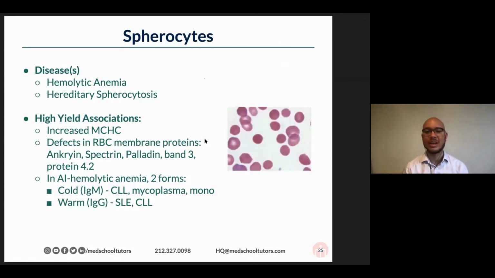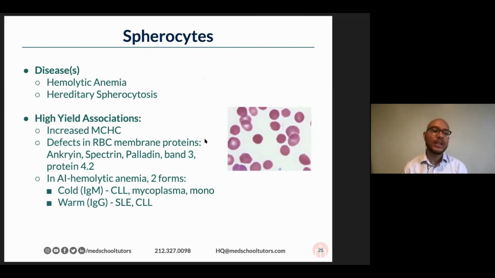Absolutely. So hemolytic anemias, these are the two that are most commonly tested. Of course, there's other diagnoses. The high yield associations, increased MCHC, which is one of the parameters that comes off of the CBC, the complete blood count, is associated with spherocytes and hereditary spherocytosis. You all beautifully mentioned the major proteins that are implicated in hereditary spherocytosis: ankyrin, spectrin, pallidin, band 3, protein 4.2. Spoiler alert, there's a bunch of others, but it's not relevant for you.